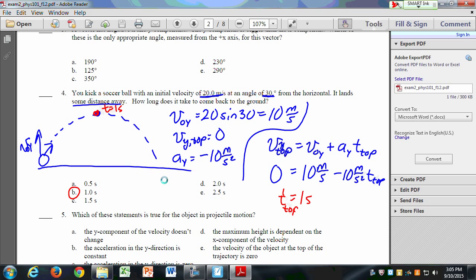It's not B, right? It's D. So my time here is 2 seconds because I need to take double the time. I could also ask, what is the range? How would I find the distance to travel out here?